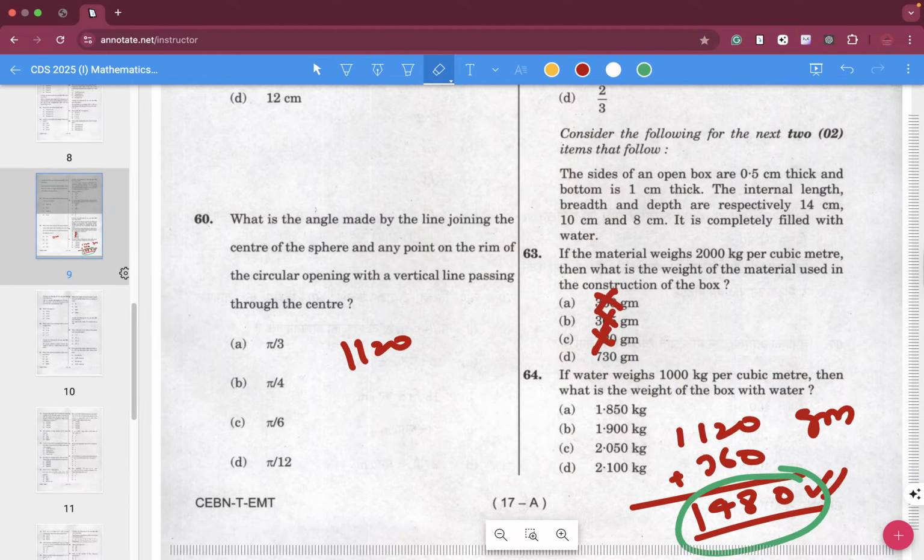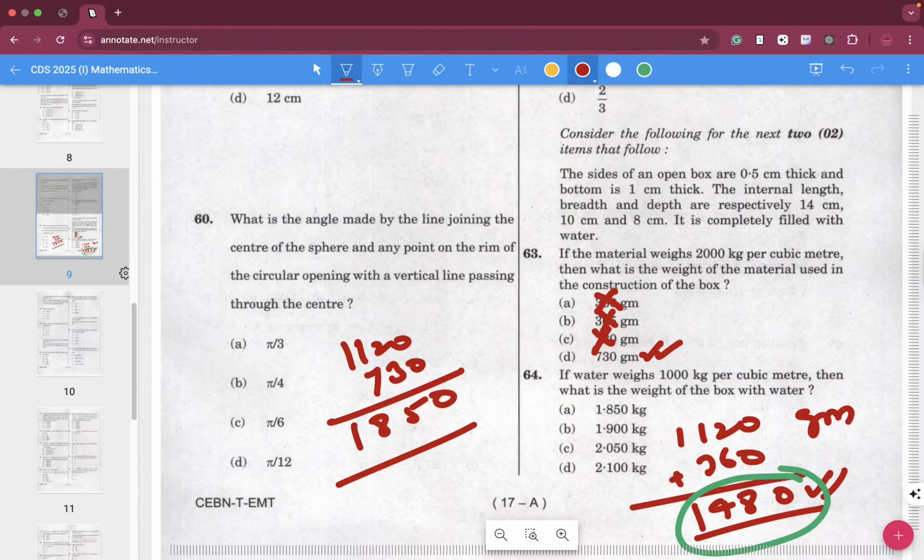Okay, now finally you have over here 730. If you add 730, okay, do you have that much? 1 kilo and 850 grams. Is that there, folks? Yes, it is there, right? So which means over here A is your answer and over here D is your answer.